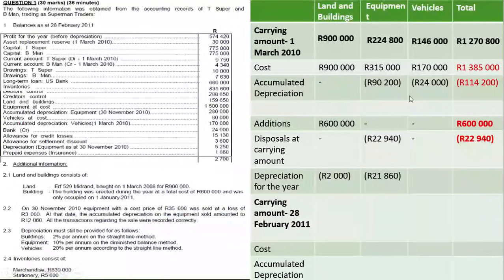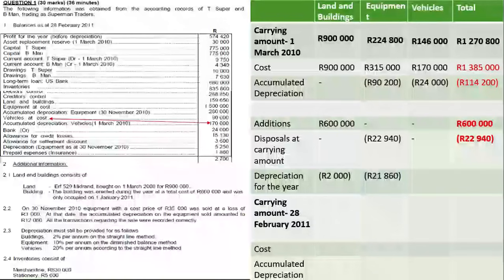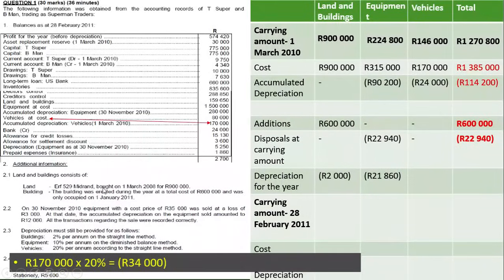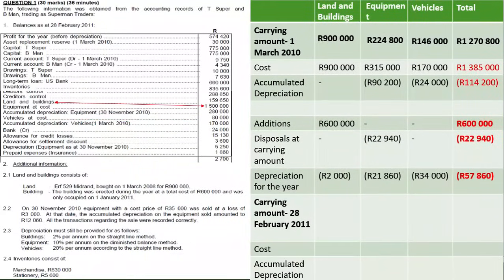Let's move on to vehicles. What is the depreciation for vehicles? Well, we can see from the additional information we did not dispose or buy any vehicles, so it's going to be easy to calculate that one. We have vehicles at cost of 170,000 rand, and we are told down here that vehicles are depreciated at 20% per annum according to the straight line method. So with the straight line method, we're just going to take that 20% multiplied by the cost price. So 170,000 rand times 20% equals 34,000 rand. That is depreciation for this specific year. So we put that in brackets, 34,000 rand, and then we add them all together.